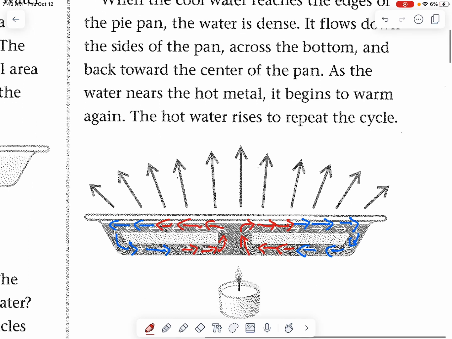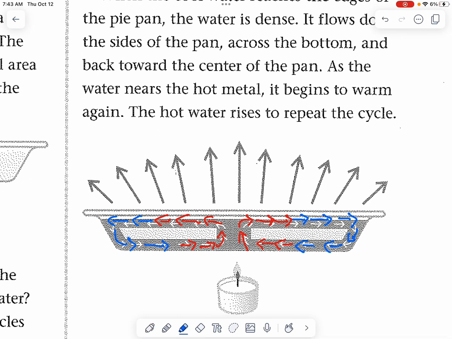And as that cold water sinks, it becomes closer to the candle, and the candle is the heat source. So now the candle starts to heat up the water once again. Those molecules start bumping into each other and vibrating faster, becoming less dense and rising. As they rise, they're farther away from the candle. They lose energy, become more dense, and sink back down. So this is a constant cycle.